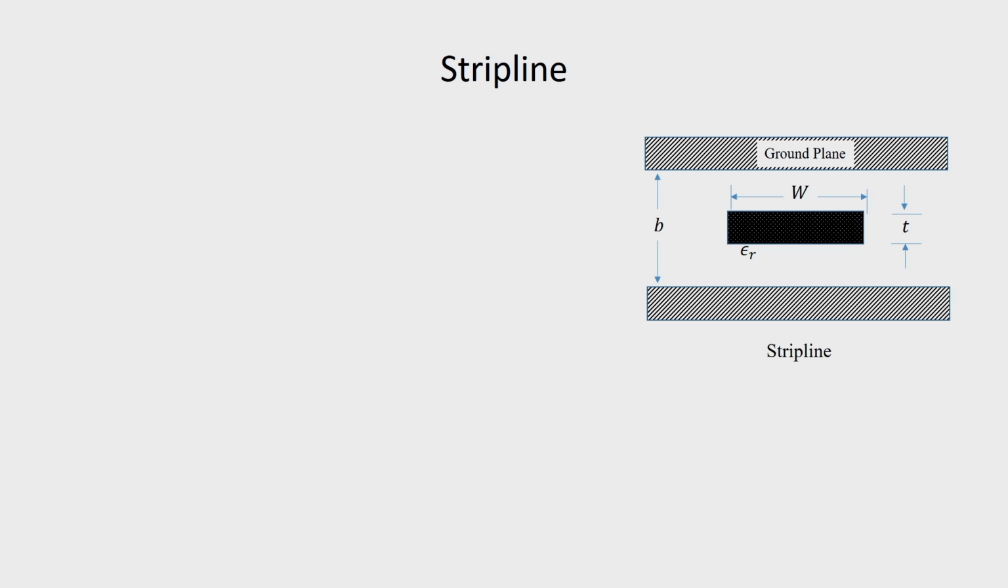So, this is the basic structure or geometry of the strip line, and here we can see a central conductor whose width is denoted by W and thickness is denoted by T. It is between two ground planes which are separated by a distance b, and the region between the ground planes is filled with a dielectric of relative permittivity epsilon r.